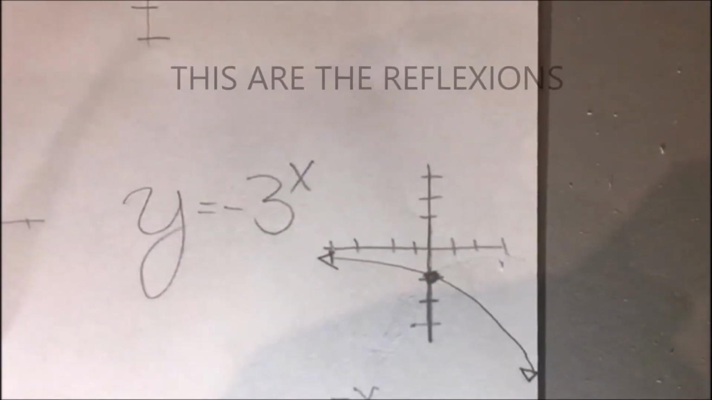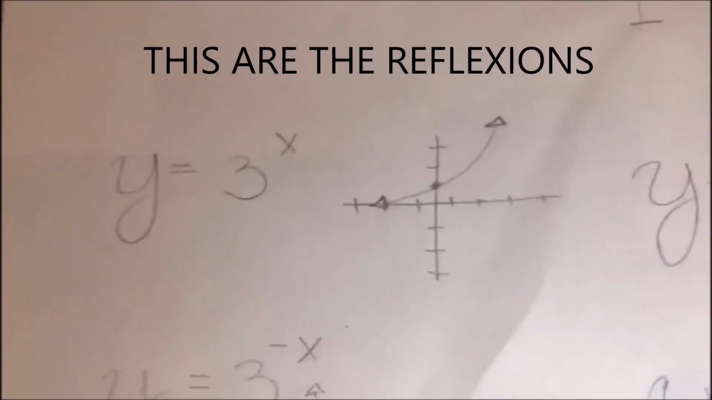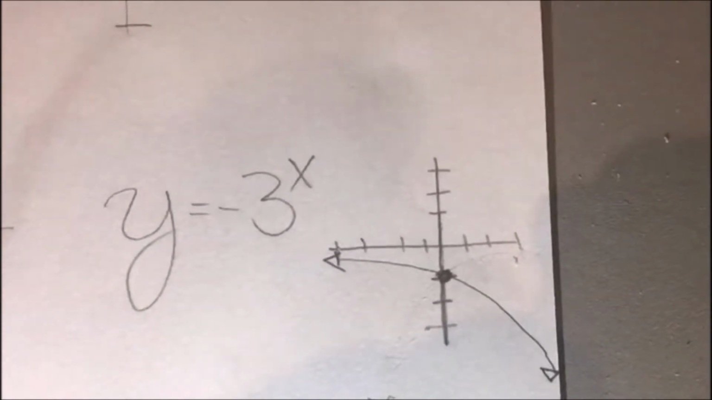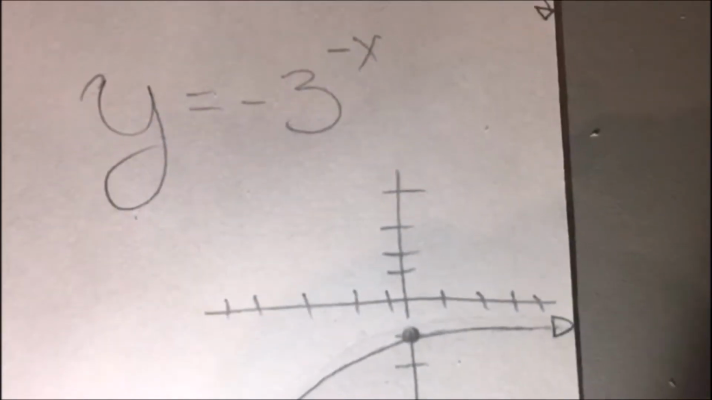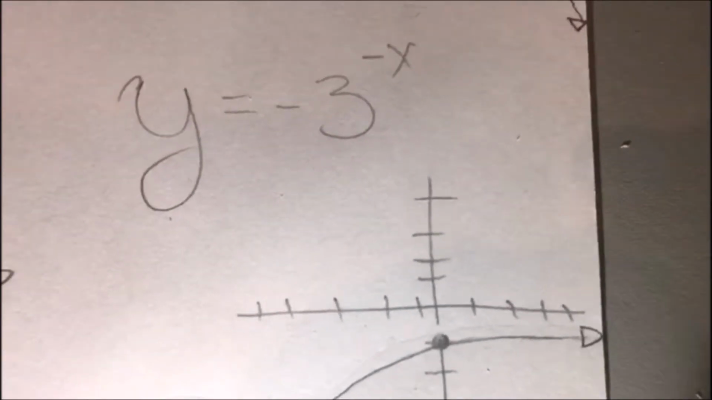In this one, the base is negative. It means that from the normal one, it makes a reflection on the x-axis. And this one makes a reflection on the x-axis and on the y-axis.